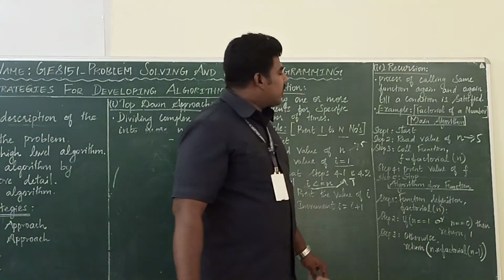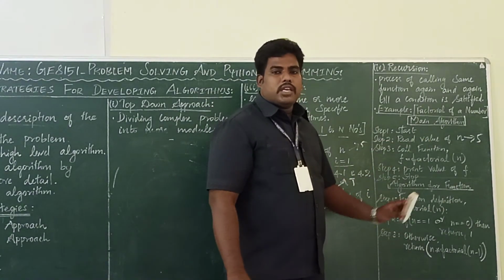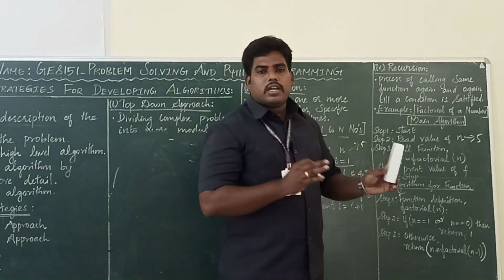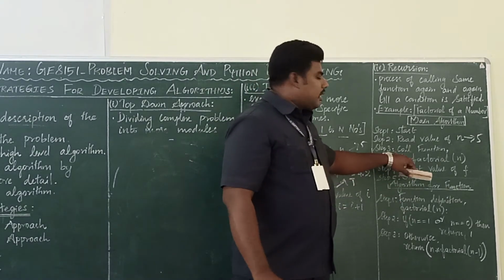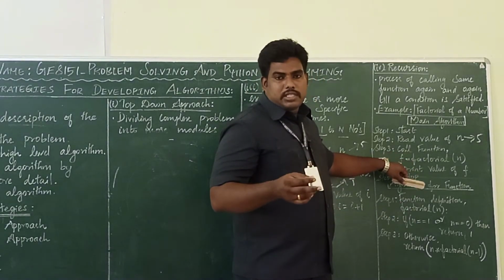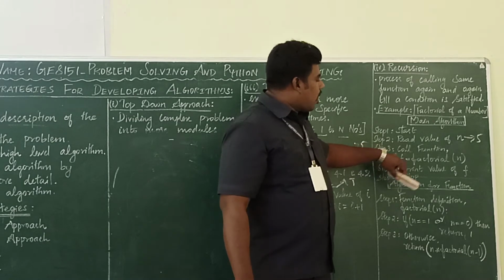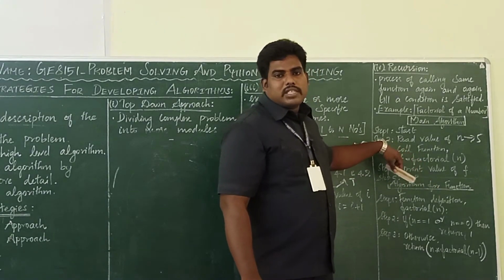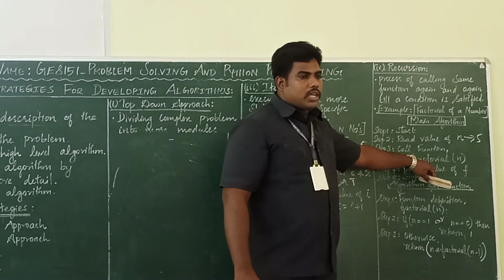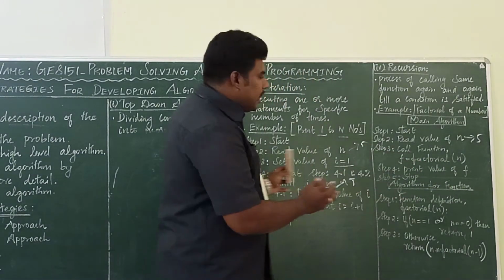The n value is 5. Read the value of n. The n value is 5. I am going to find the factorial for n. Then here I am using the function concept. That's what I am writing, call the function. So what's the function name here? Factorial of n. So it should be like this.